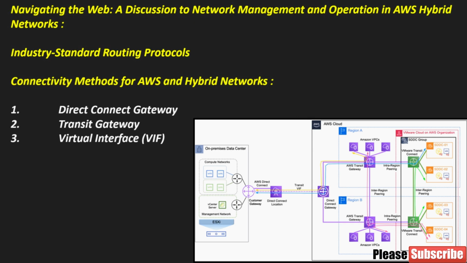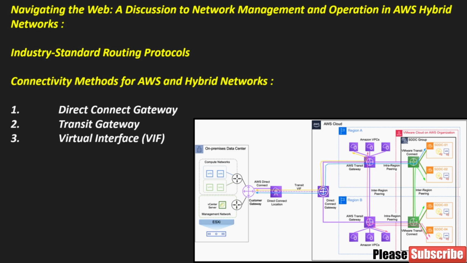So what are the connectivity methods for AWS and hybrid networks? To facilitate robust connectivity, AWS offers a range of methods, each tailored to specific use cases. The key connectivity methods include, starting with the Direct Connect gateway, the first point we need to discuss now. This allows for a centralized connection management hub, simplifying the process of connecting to multiple virtual private clouds. Next is the transit gateway, ideal for scaling connectivity in a hub and spoke model. The transit gateway streamlines network architecture, providing a more efficient and scalable solution too.